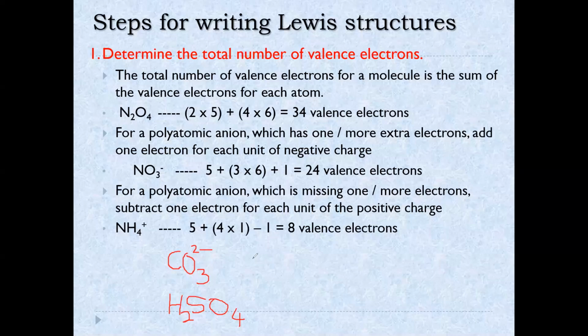Carbon has four valence electrons, that is four. Oxygen has six valence electrons, and there are three of them, six times three, that is 18. And because it has gained two electrons, we add two. That now gives us 24 valence electrons. What about H2SO4?